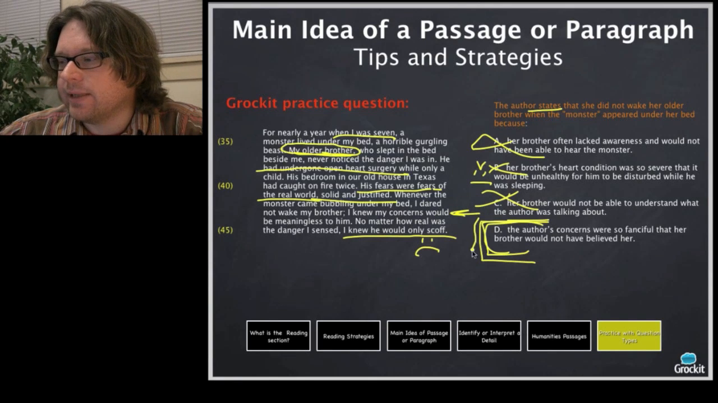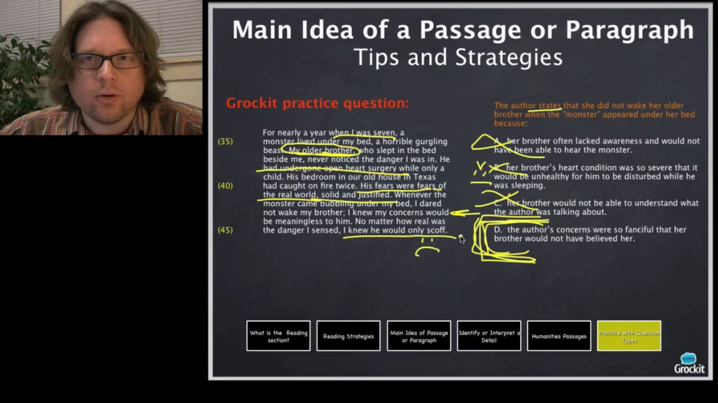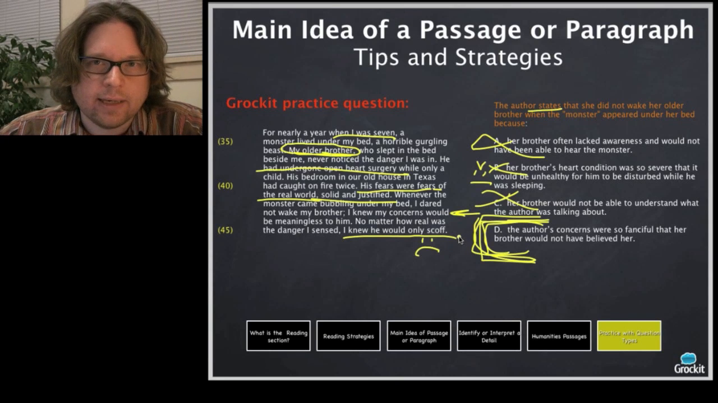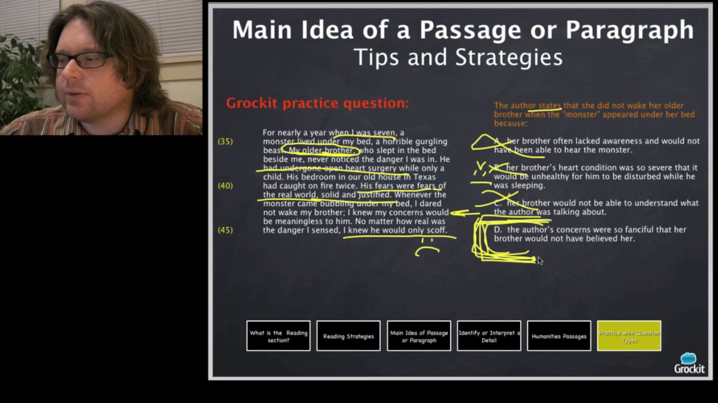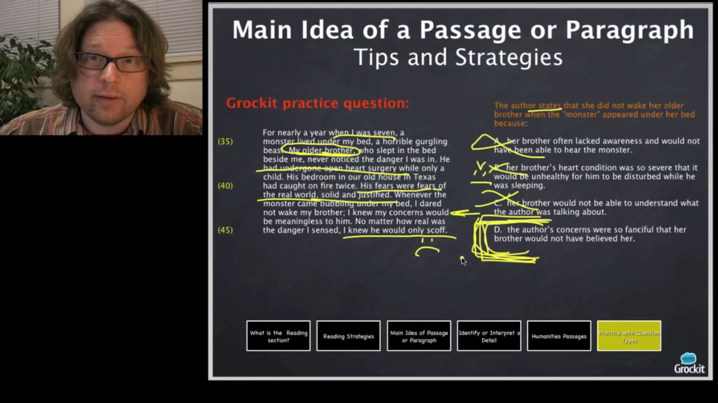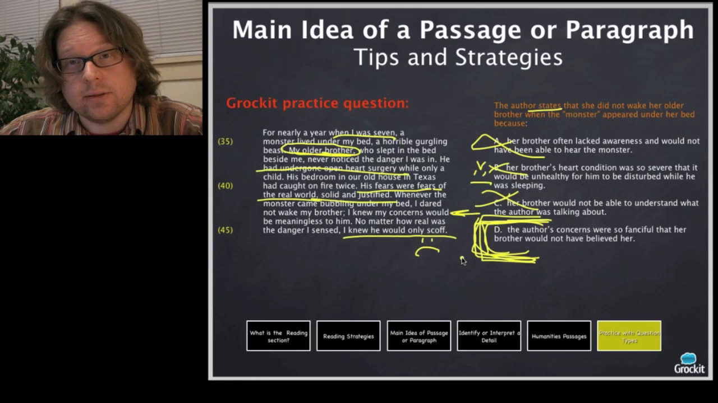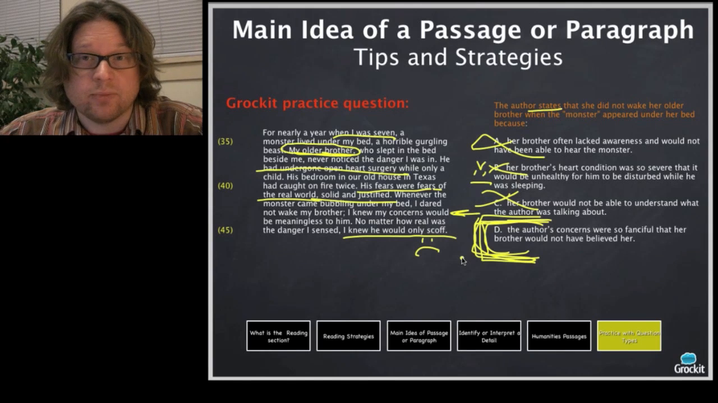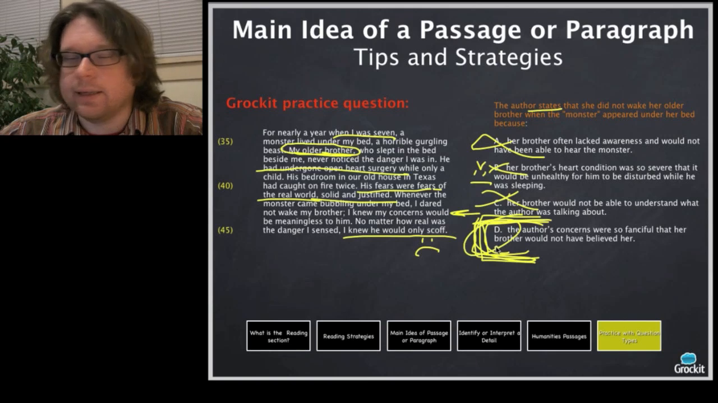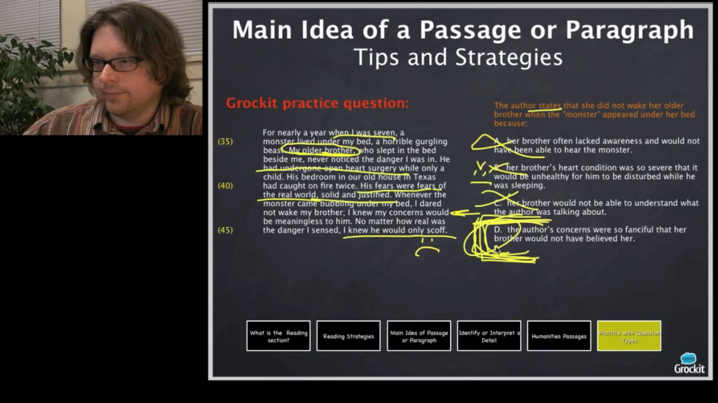So this is one where we have to take a step and reframe in our minds, because we don't have to say it out loud, what this means. If the brother's fears are real, the sister's fears are not, or not as reality-based. Anyway, so choice D, clearly the right answer.